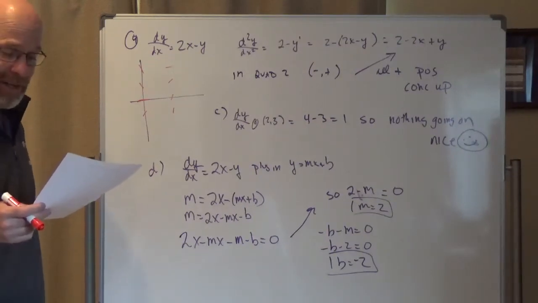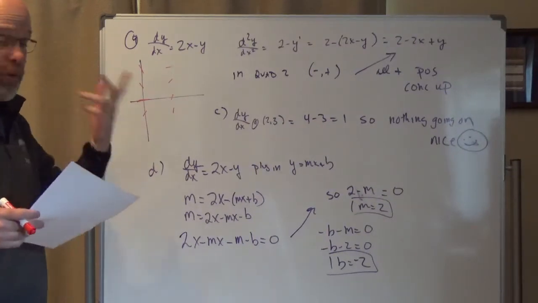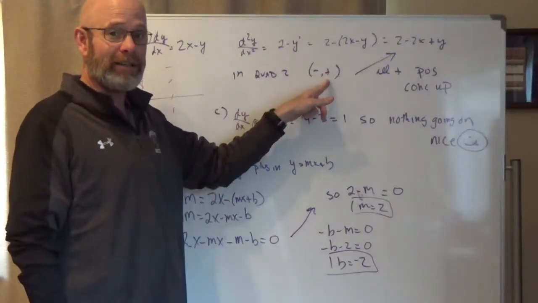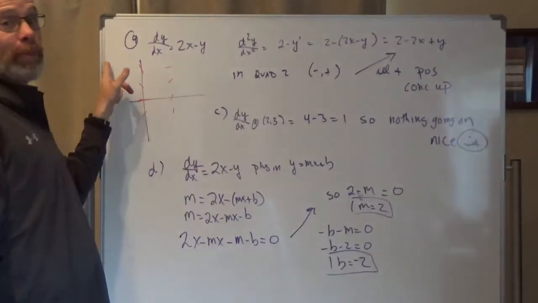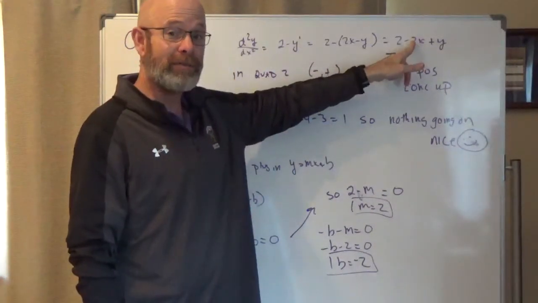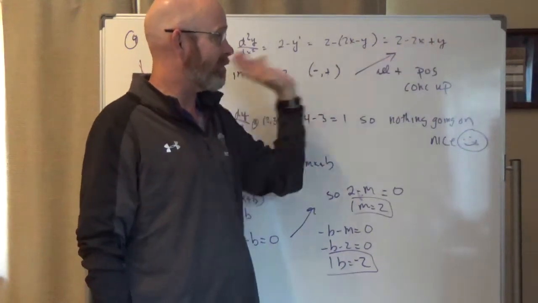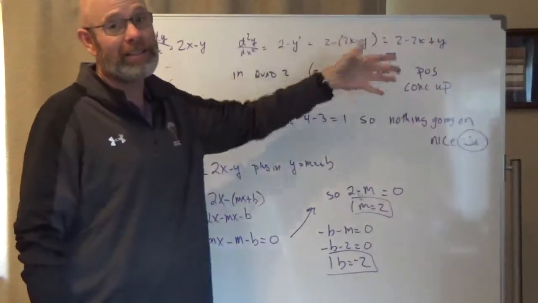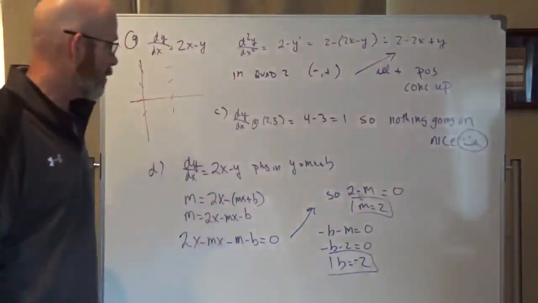determine the concavity of all the curves in the second quadrant. So in the second quadrant, x is negative, y is positive. If x is negative, that's going to turn that into a positive number. Y is positive, so everything's positive. Hence the second derivative is positive in that quadrant, so hence concave up.